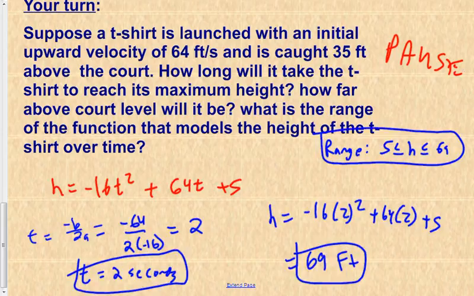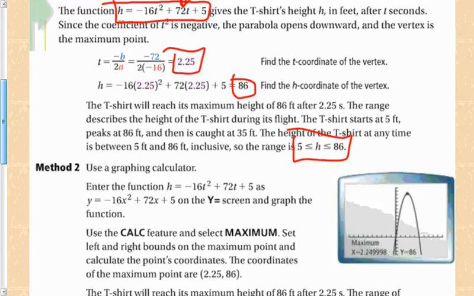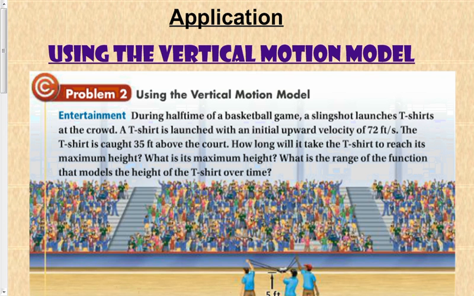All right, so I found the vertex, t is minus b over 2a, and I got 2 seconds that it takes to get to this highest point. And that highest point, when you plug in 2 seconds for the t, is 69 feet. So that means the range goes as low as 5 feet and as high as 69 feet. So you can demonstrate it in that type of a compound inequality. And that's how you work one of these vertical motion model examples. Very common real life example when it comes to parabolas.